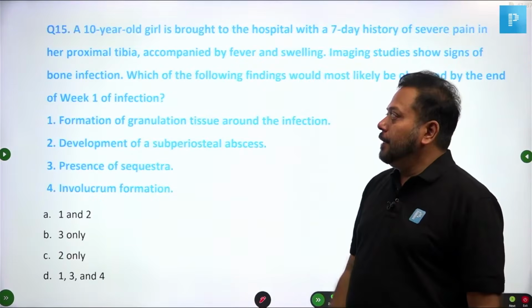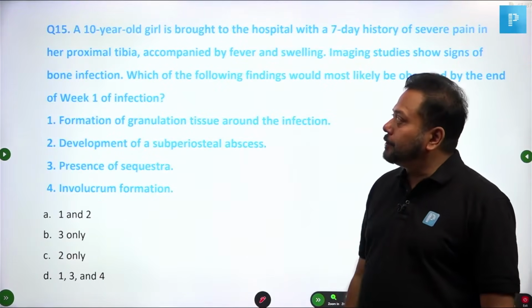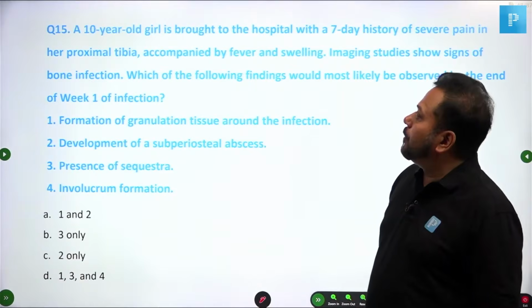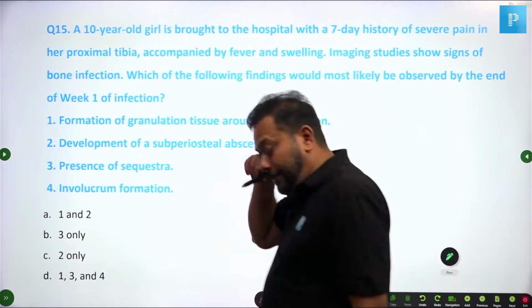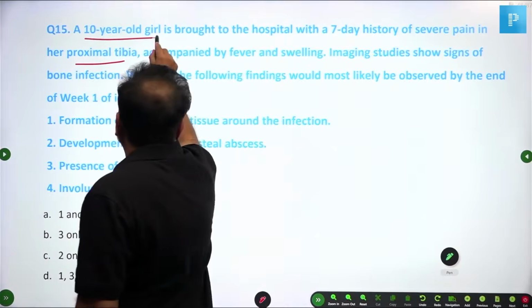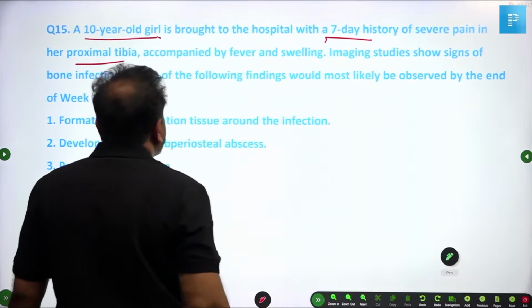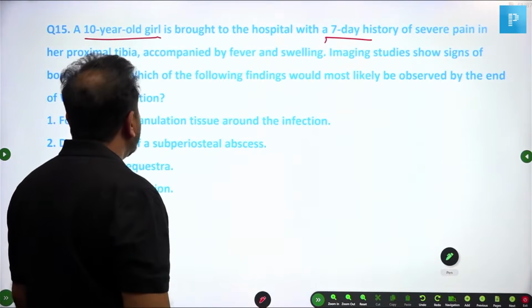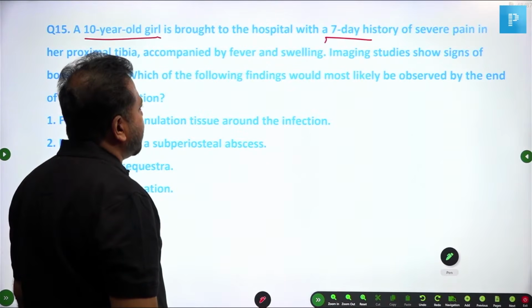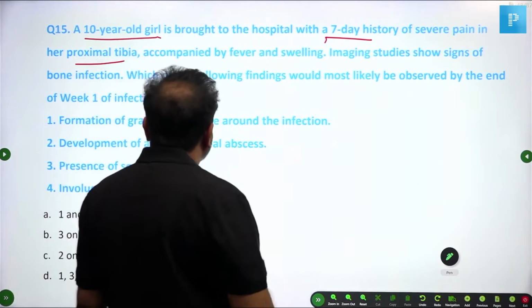Okay? Now coming to the 15th question. A 10-year-old girl is brought to the hospital with a 7-day history of severe pain in her proximal tibia, accompanied by fever and swelling. Imaging study shows signs of bone infection. Which of the following findings would most likely be observed by the end of the first week?